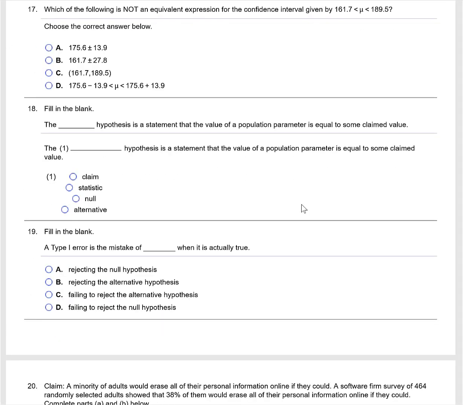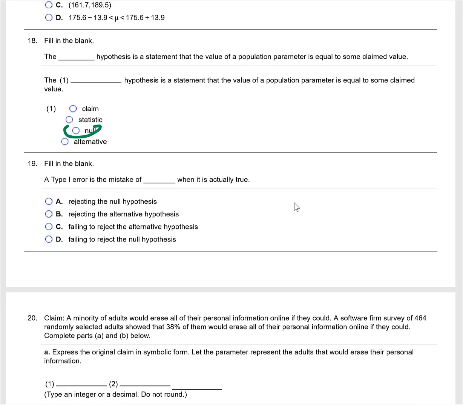The blank hypothesis is a statement that the value of a population parameter is equal to some claimed value, and the correct answer there is the null hypothesis. A type 1 error is the mistake of what? The mistake of rejecting the null when in fact the null is true.